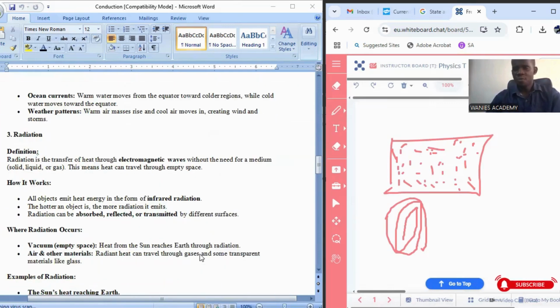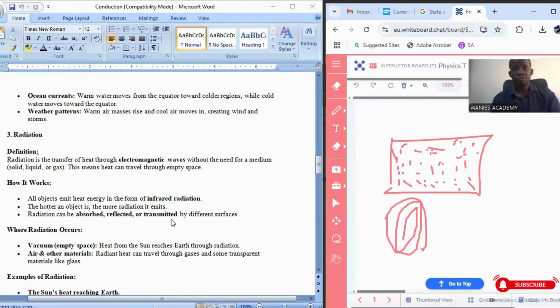Then quickly, we go into the last one, radiation. What's radiation? Radiation is the transfer of heat through electromagnetic waves without the need for a medium, either solid, liquid, or gas, to touch. It's just like the heat from the sun. You don't need a material medium for you to feel the heat from the sun. So this means that heat can travel through empty space, through a vacuum.